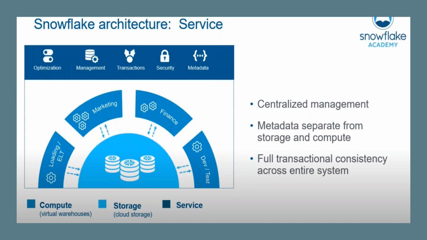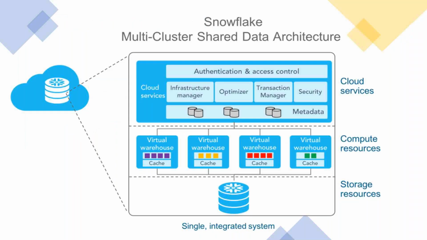So let me show you the detailed architecture here. Now observe this: the completely cloud services layer. It can be AWS, it can be Azure, or it can be Google Cloud. And coming to compute resources, this is a compute resource like virtual machines.